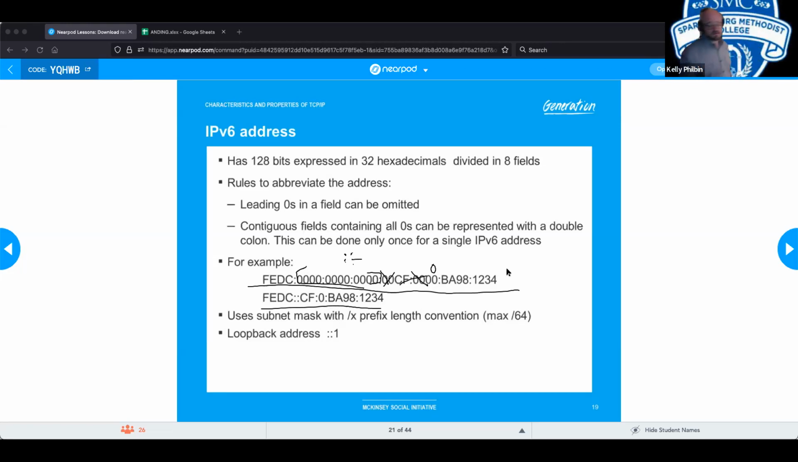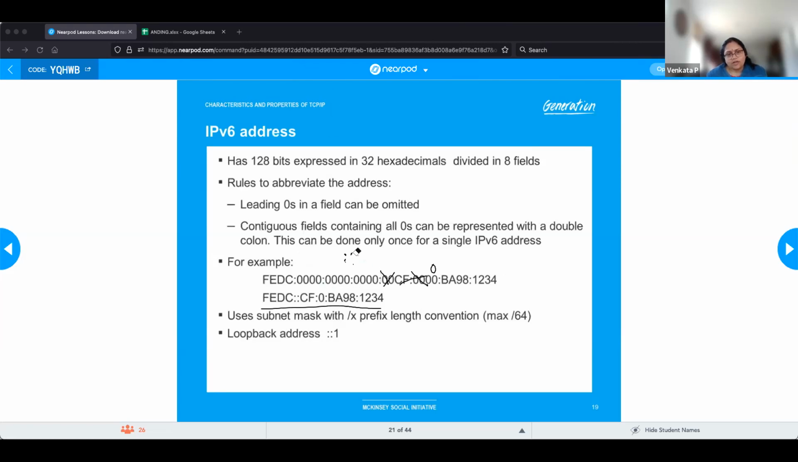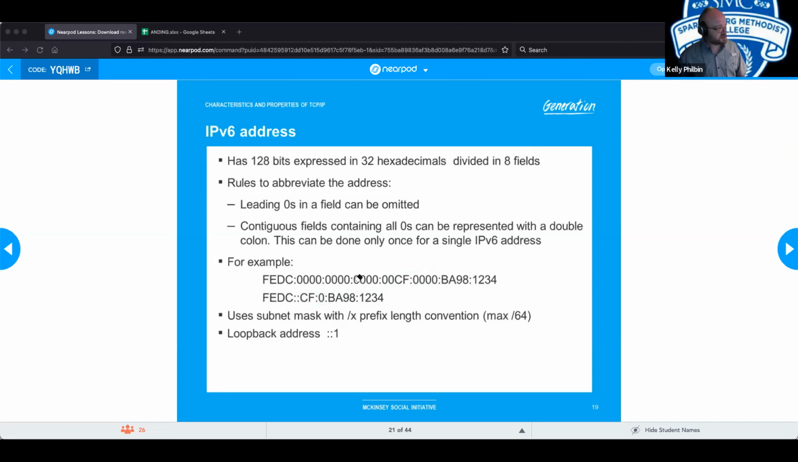Yes, Venkata. So after FEDC, there is a colon and then 4 zeros, colon, and then 4 zeros. So if they are leading zeros, we can avoid them and use a colon, right? Yes. But then after FEDC, there is 1 colon. There are 2 colons, right? After 4 zeros, one colon right here. There's where these 3 groups of zeros were. There was a double colon right there. See that? So 2 colons. But there are 3 groups, right? We are using only 2.